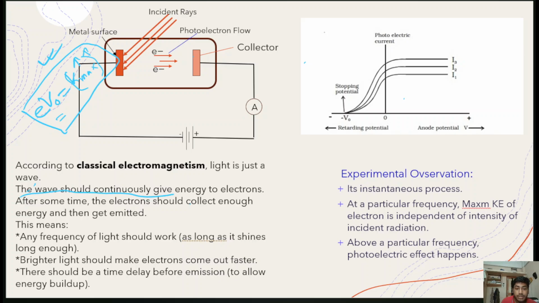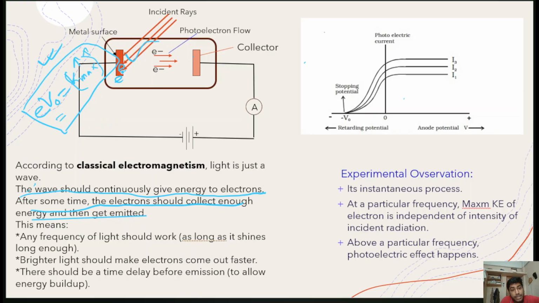So the wave should continuously give energy to the electrons. After some time, the electron should collect enough energy and then get emitted. Like, when will the wave continuously give? There are electrons here. The wave is coming, and continuously it will give the energy to the electron.